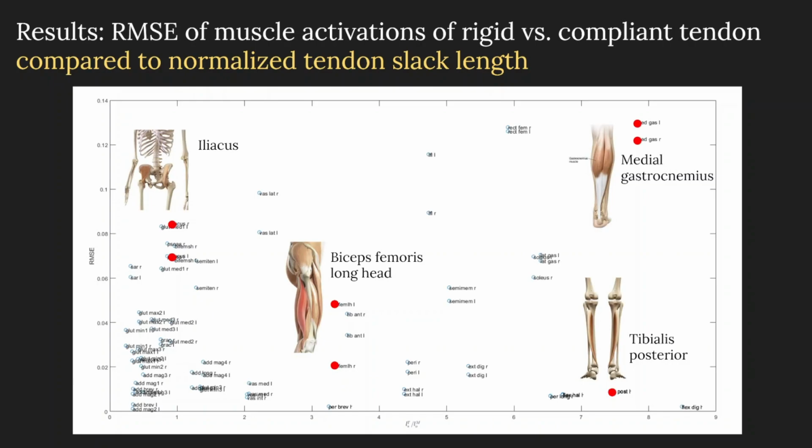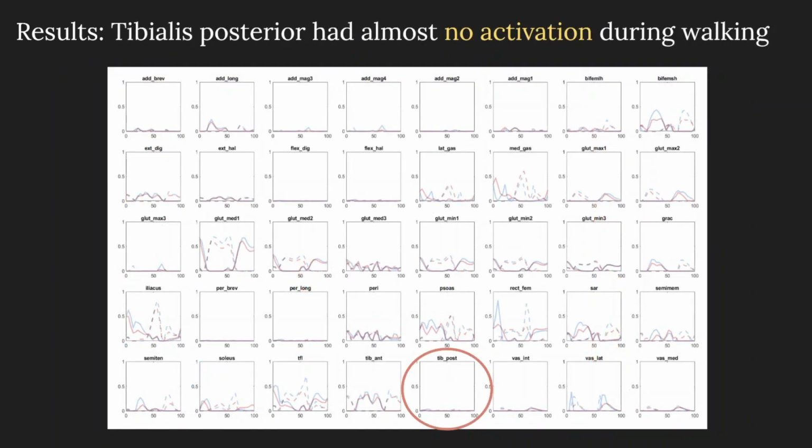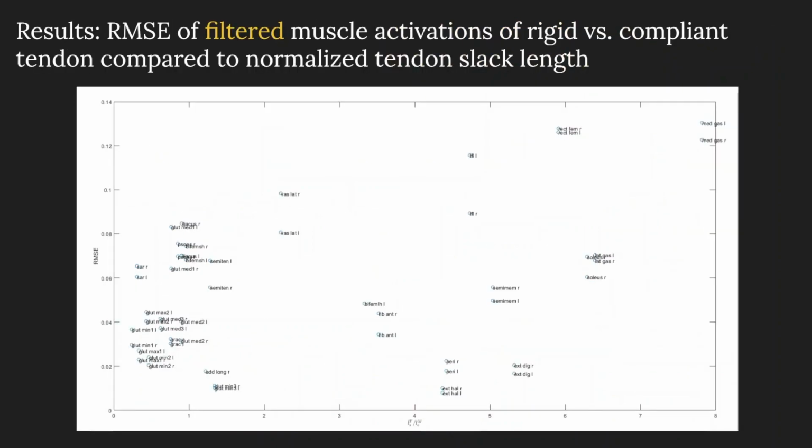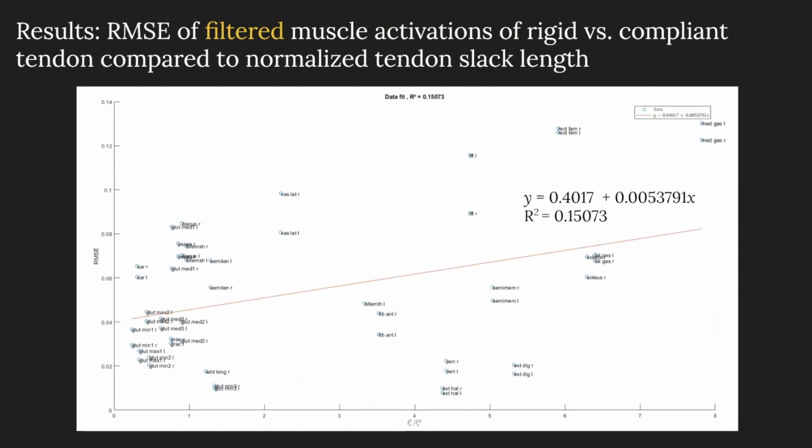Upon investigation, we noticed many of those outlier muscles, like the tibialis posterior, had minimal activation during walking, so we filtered them out. We did a linear regression of the data and found a slight positive correlation between normalized tendon slack length and RMSE in activation between rigid and compliant tendon models in static optimization. Next, Xander will walk through the results of passive forces.